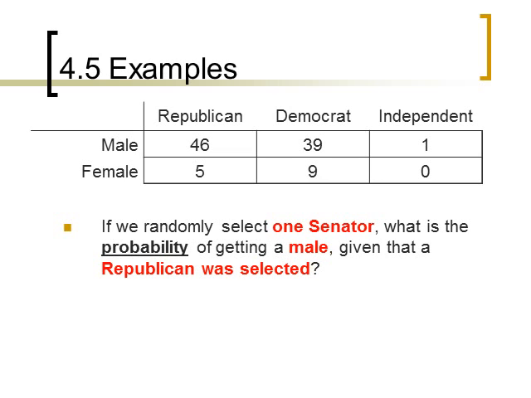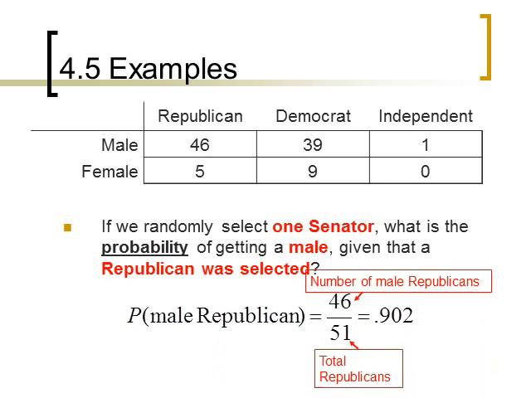So, what is the probability of getting a male given that a Republican was selected? I'm going to phrase this as, what's the probability of getting a male Republican? So I want to only include the number of male Republicans on top, out of, and the total is what's really important, out of the total Republicans, not total people. That would only be 51 Republicans. So 46 divided by 51 equals 0.902.